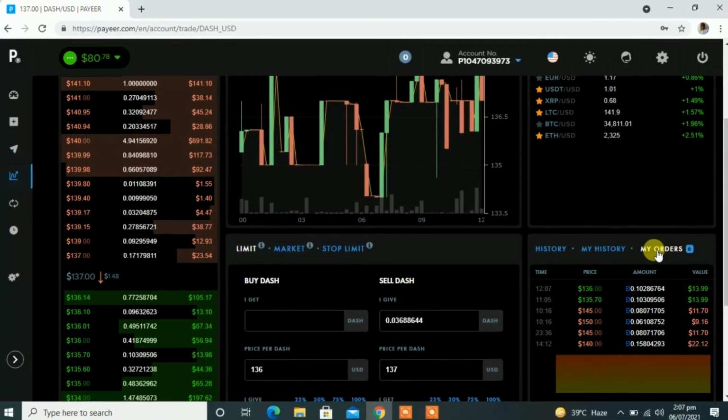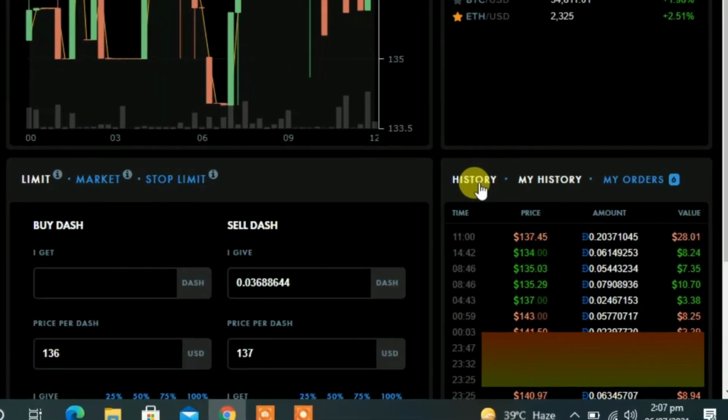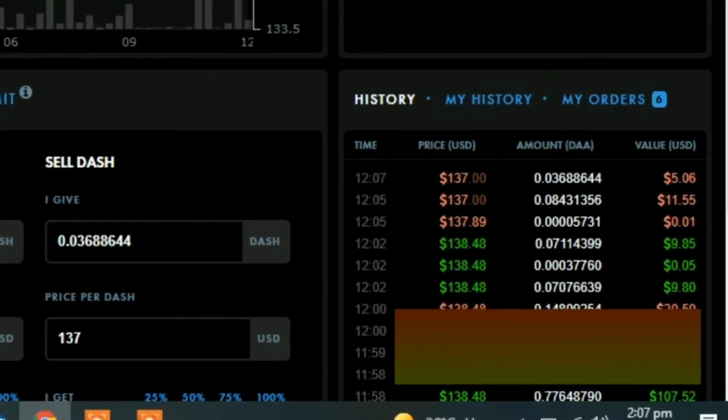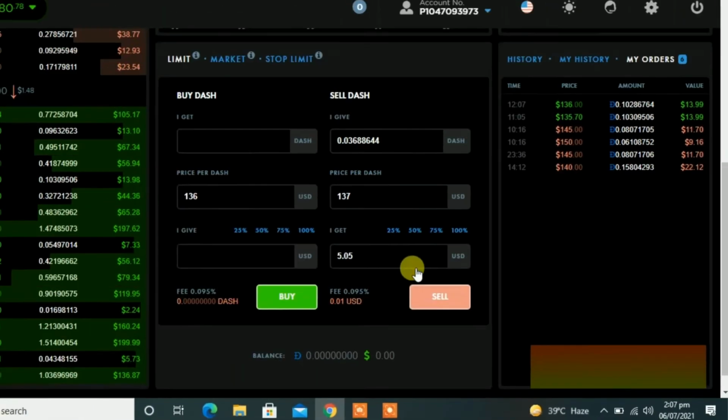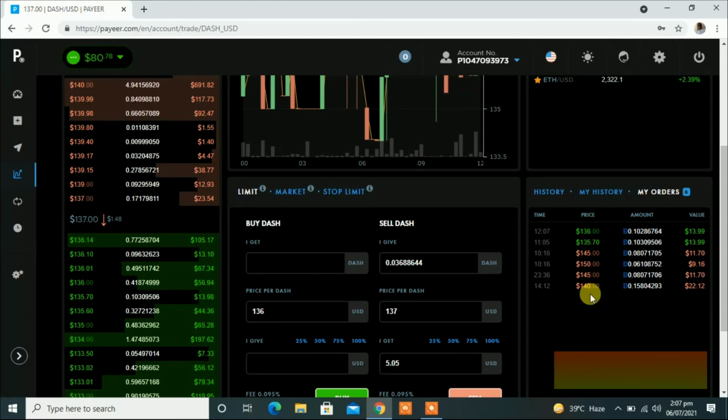Here you will see my orders, my history, and this is the total history of all the orders. When my order is filled, I will have some Dash. Now I already have some Dash.